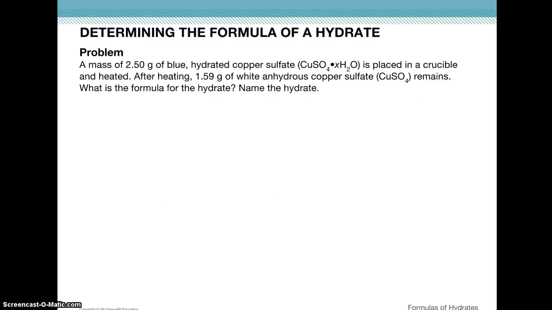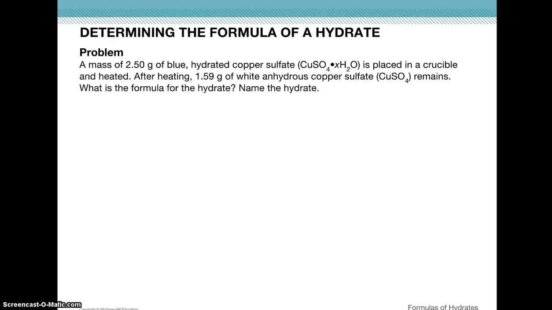A mass of 2.50 grams of blue hydrated copper sulfate, and as you can see, our X is in the place of how many waters we're trying to find, is placed in a crucible and heated. After heating, 1.59 grams of white anhydrous copper sulfate remains. What is the formula for the hydrate, and we want to name it?